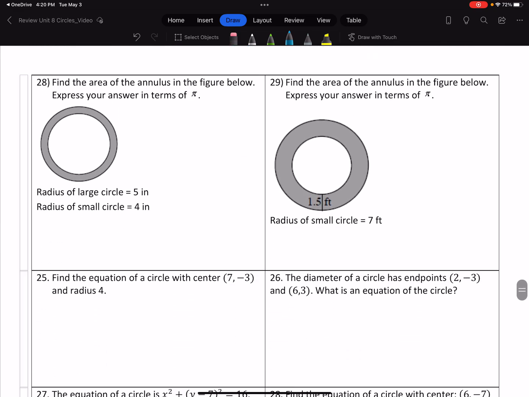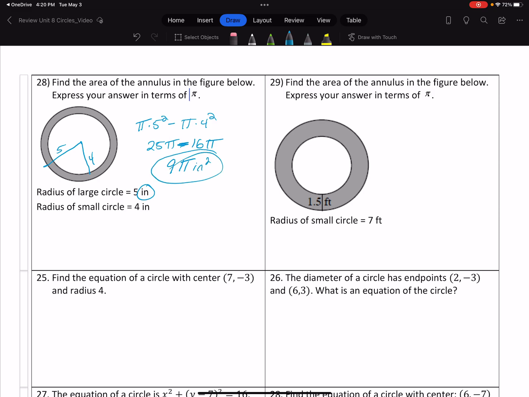Just two more with this section. To find the area of the annulus in the figure below, express your answer in terms of pi. The radius of the large circle is 5, of the small circle is 4. That's going to be the area of the large circle minus the area of the small circle. That's going to be 25 pi minus 16 pi, which is going to be 9 pi, and so we do have units, inches squared, because we're talking about area.